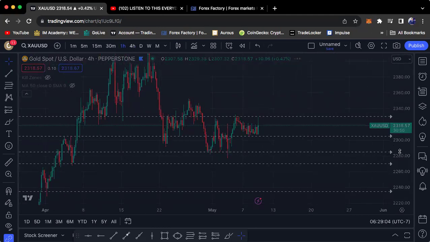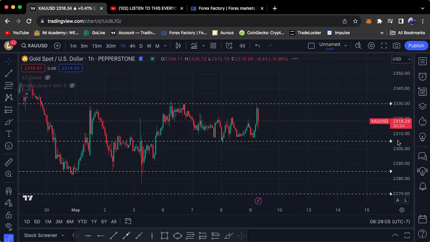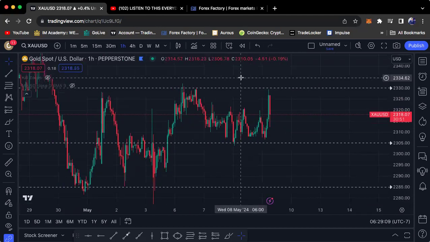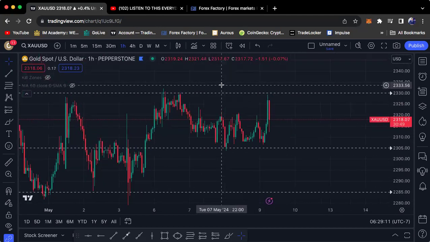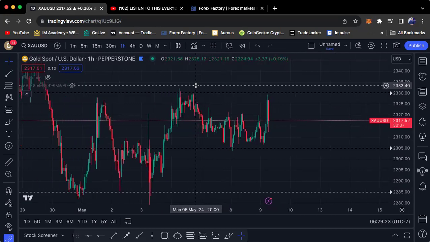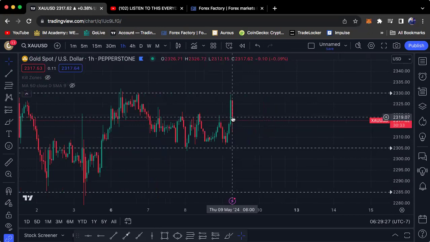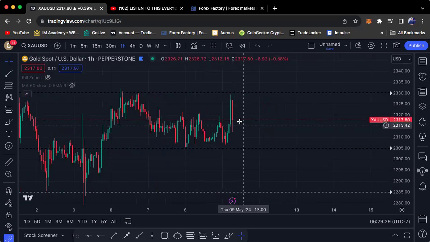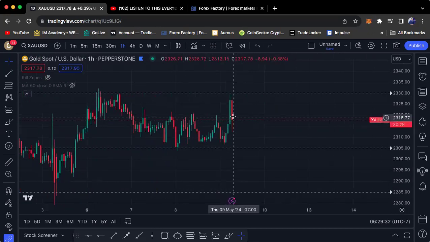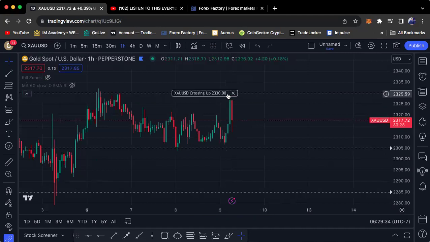Now I'll go to the 1 hour, micro my zones. So I have hourly zones and internal zones. And this is what's been helping me. So my outer zones, I mark up at the 1 hour. So I look where price is currently at, 2317. Okay. What's my previous structure?